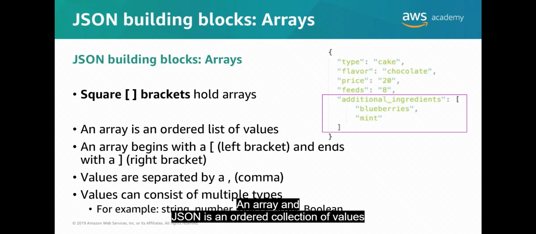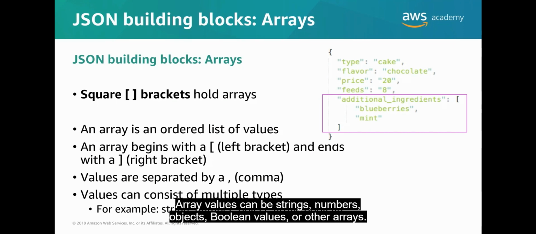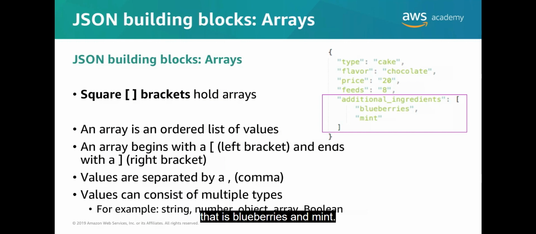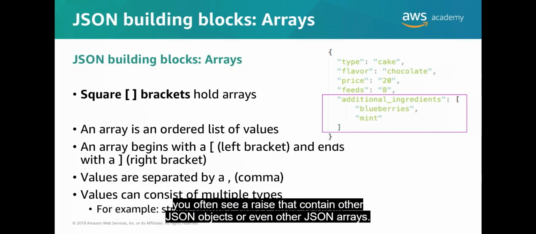An array in JSON is an ordered collection of values. Unlike the key value pairs at the root of a JSON object, JSON arrays are ordered, so you can parse them by index value. The very first element of the array has an index value of 0. Array values can be strings, numbers, objects, Boolean values, or other arrays. The example array has 2 values, both of which are strings, that is, blueberries and mint. However, in longer, more complex JSON documents, you often see arrays that contain other JSON objects or even other JSON arrays.